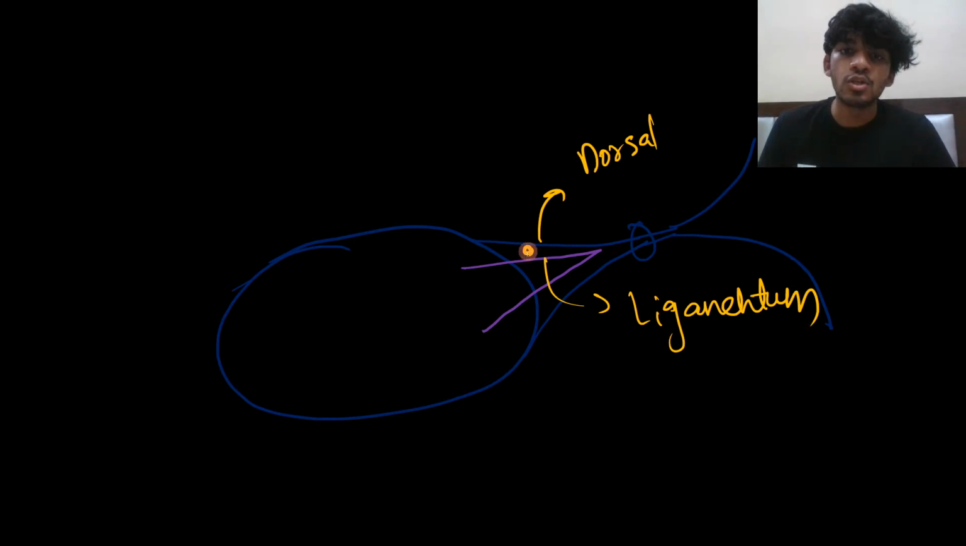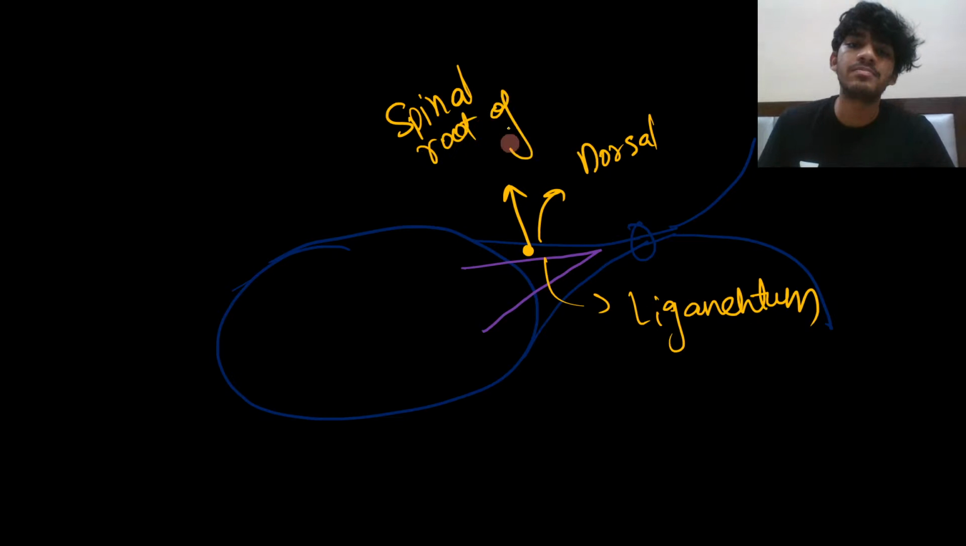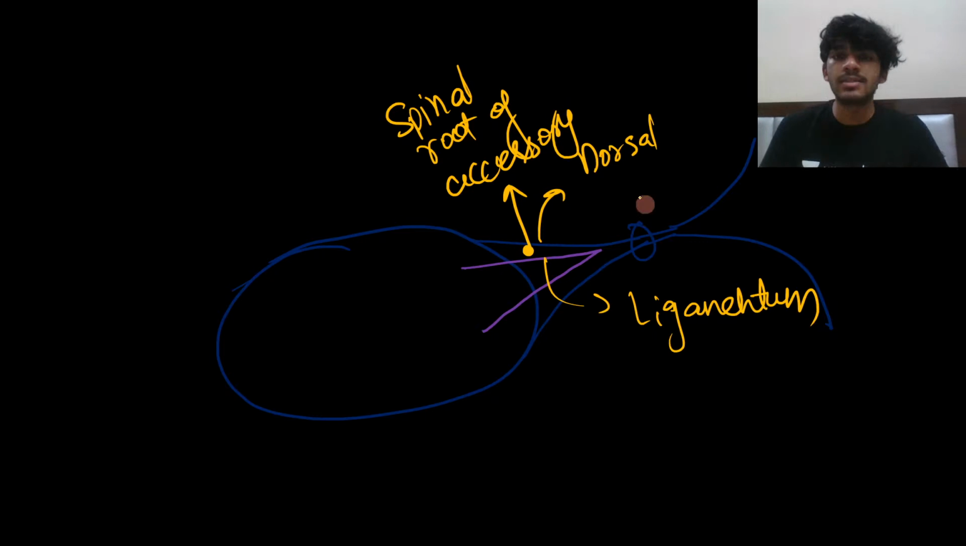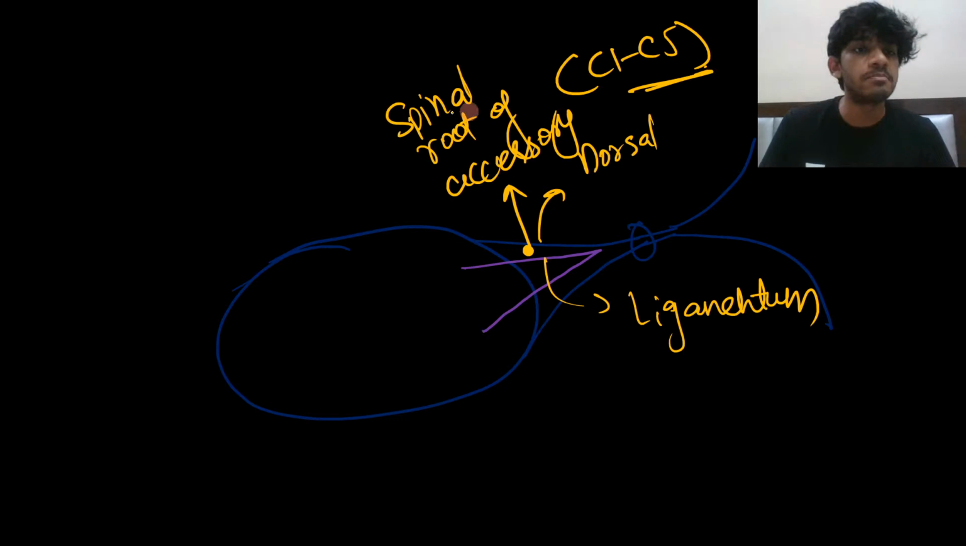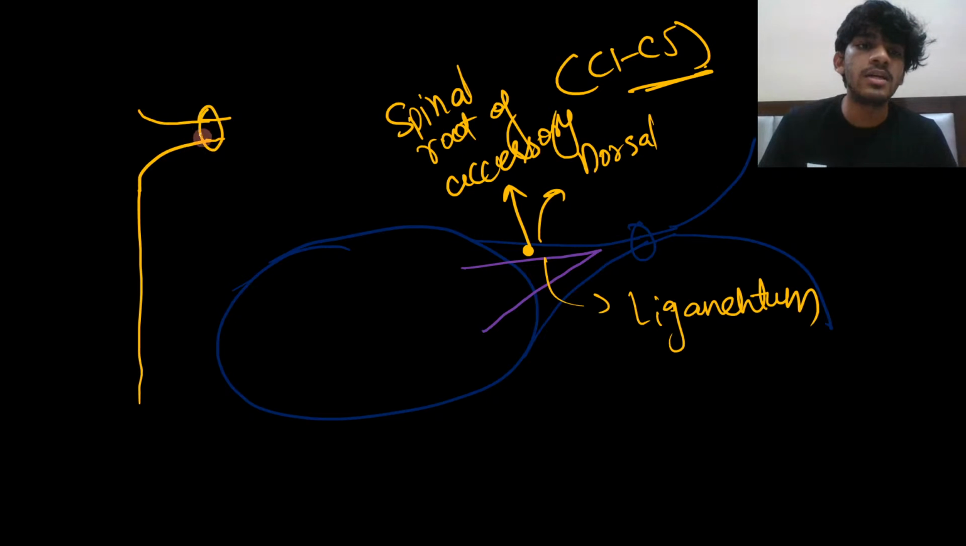Okay, I'll do that. So this is your spinal root of accessory. This will be running upward, coming from C1 to C5. I hope the yellow is visible. When it goes up, it joins here with the cranial root of accessory, and for a very short time they are together in the jugular foramen. So the proper accessory nerve is present only in the jugular foramen.